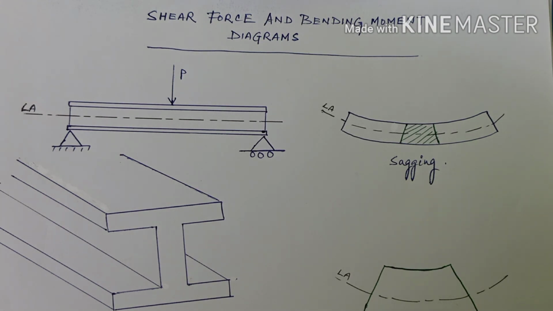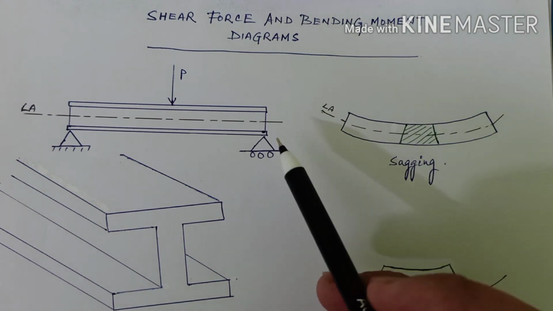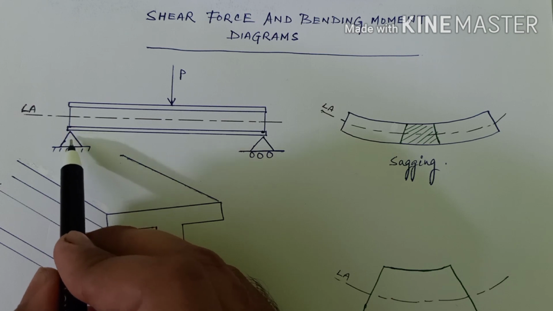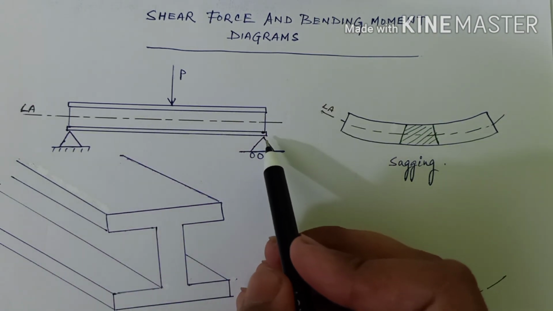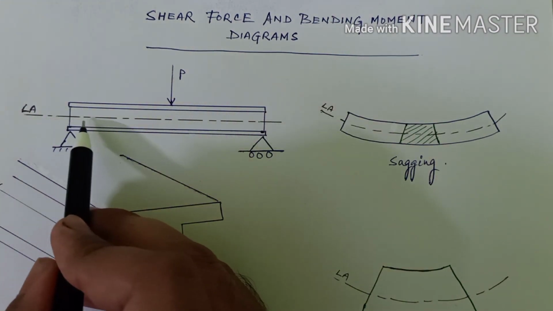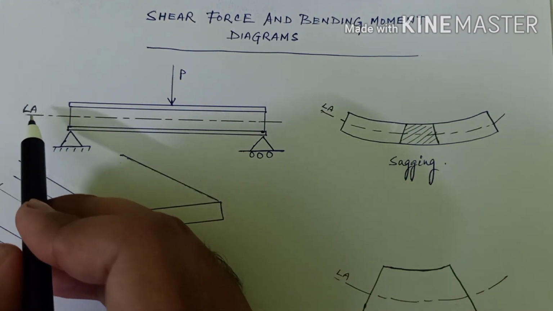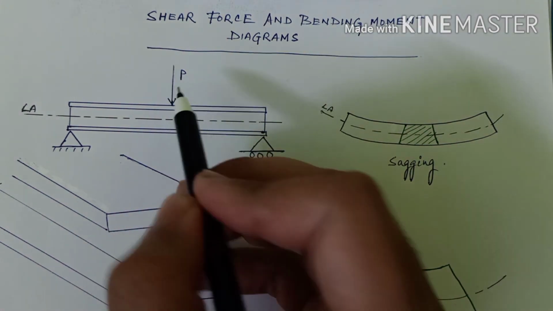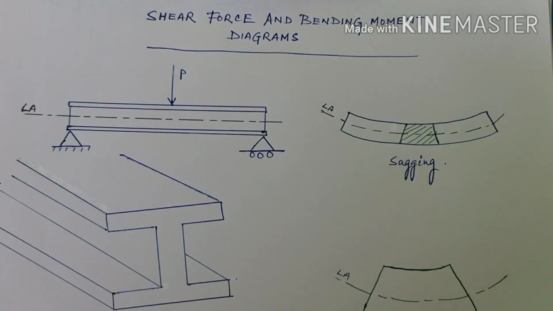So for studying shear force and bending moment diagrams, let us first look at this diagram. This is a beam, an I-beam basically, okay? On the left hand side we have a hinged support, and on the rightmost we have a roller support, right? This is our longitudinal axis. I have written LA over here, and what we will do is put some load like this, okay?